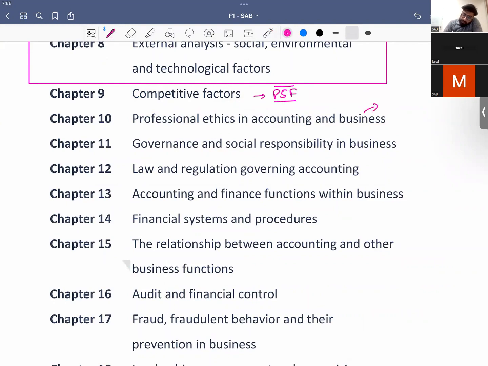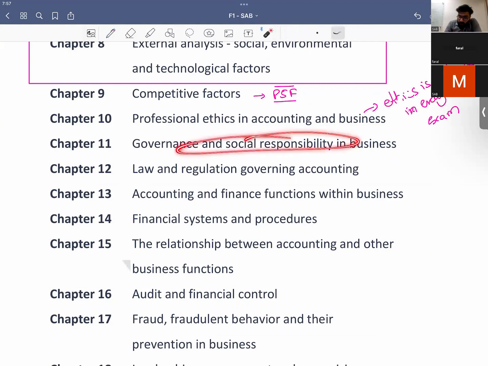And if you know, ethics is included in every ACCA exam, right? Ethics is totally included in every ACCA exam. Then we read governance and social responsibility, in which we cover what the social responsibilities of an organization are.